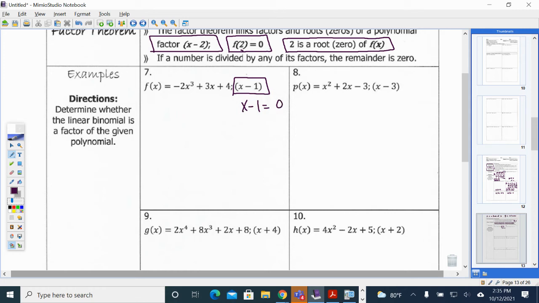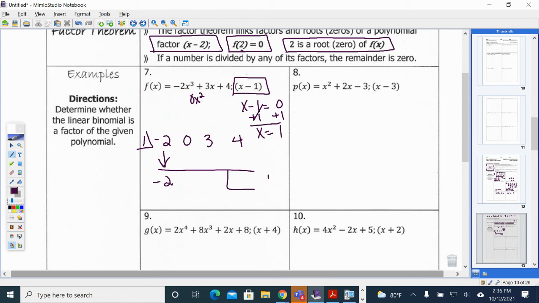Just like with synthetic division, we have to make sure that it says x equals. So I'm going to set this up and it says x is equal to 1. Once you add 1 to both sides, x equals 1. So we'll put the 1 in the box out to the side. Looking at standard form, it looks like I'm missing an x squared, a 0x squared. Everything else looks good. So I got my negative 2, my 0x squared, my 3x, and my 4. Bring that first term down. Again, I'm focusing on the remainder. The remainder should be equal to 0 in order for this to be a factor.